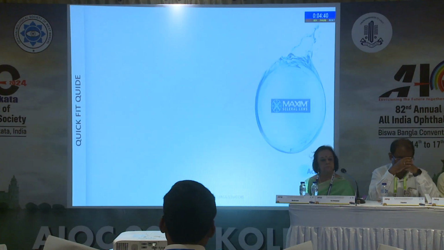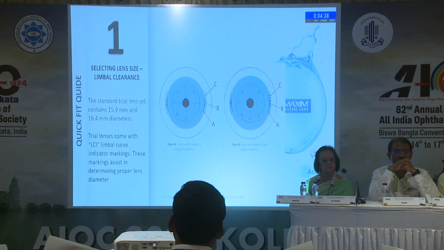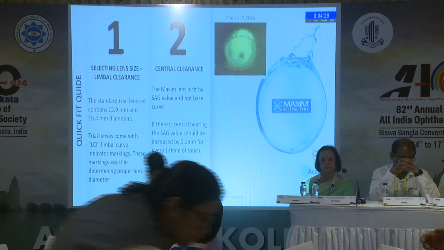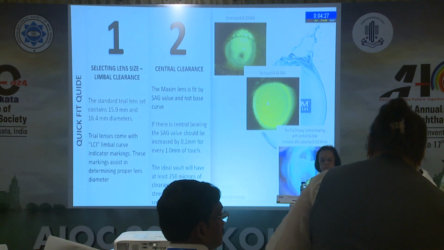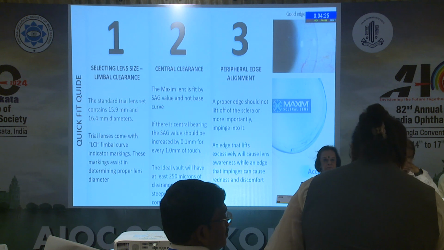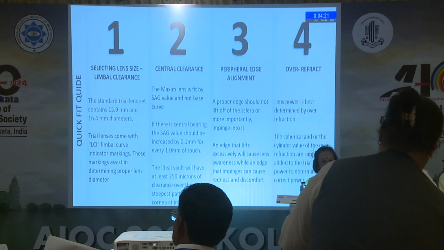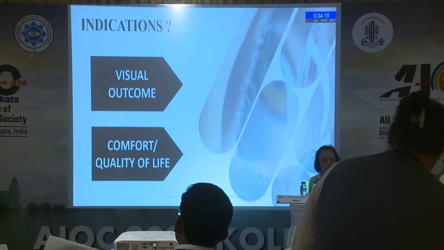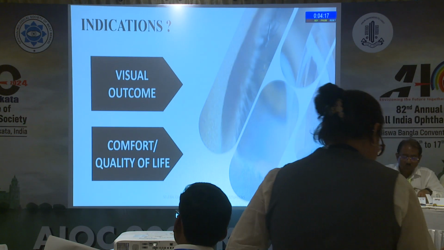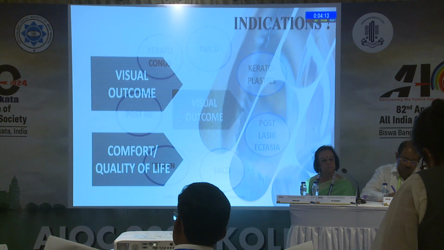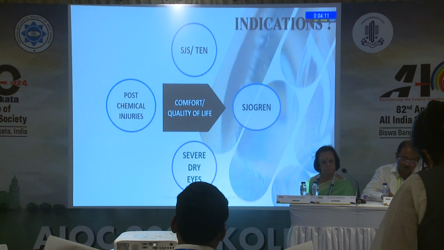Let's have a look at the quick fit guide. The first step is to select the lens size based on the limbal clearance. The next step is to look for the central clearance, which is based on the sagittal height. The next step is to look for the peripheral edge alignment, and the final step is to do over-refraction for the patients. Scleral contact lenses can be used either to improve the visual outcome of the patients or to improve their quality of life.